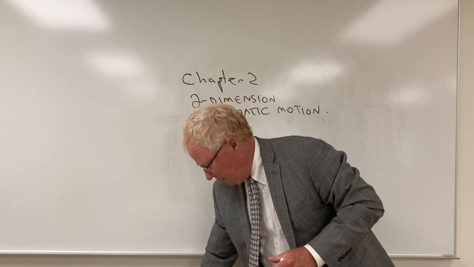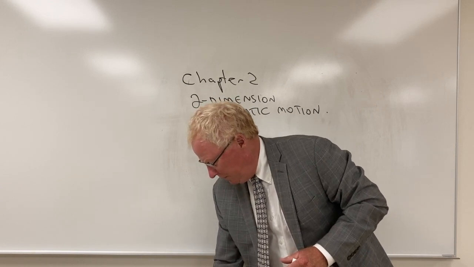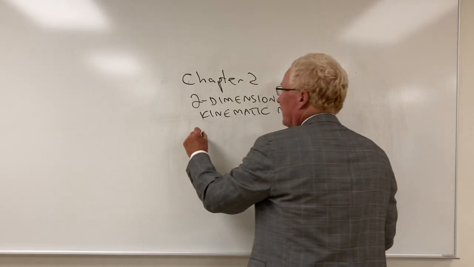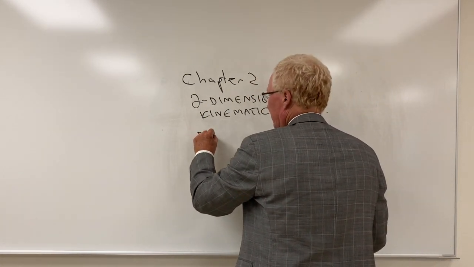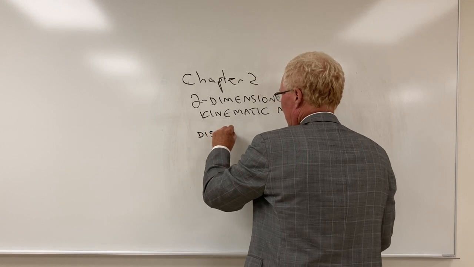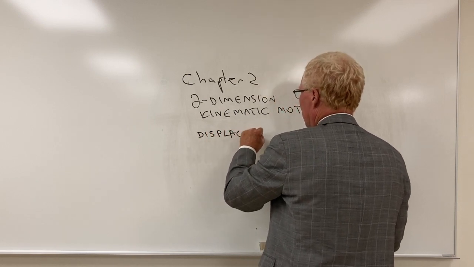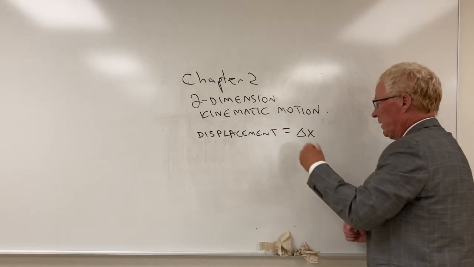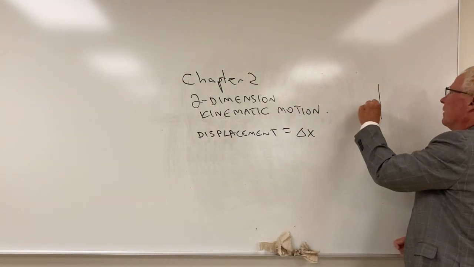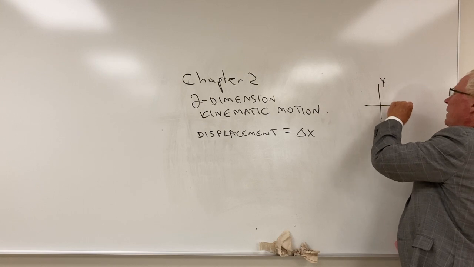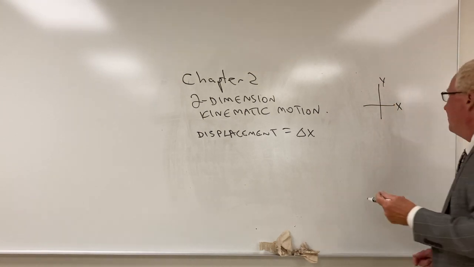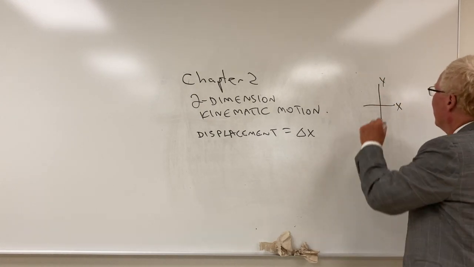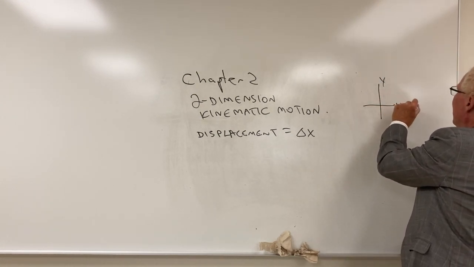So we're going to look at what this means. We have a few quantities here. We have displacement, which we defined as delta x if we're in the x direction. Again, our coordinate system is y and x.